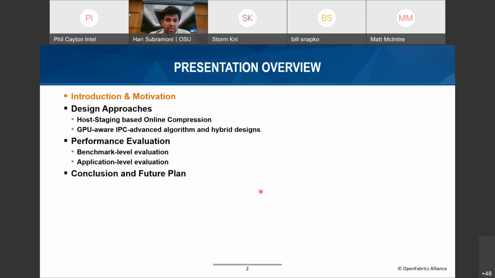Okay. So this is a brief outline of how the talk is structured. We'll have an introduction and motivation, followed by some design approaches, performance evaluation, and finally I'll conclude with some brief statements.